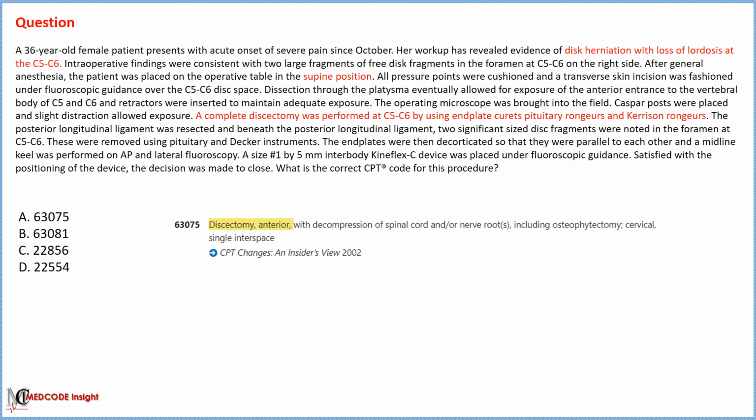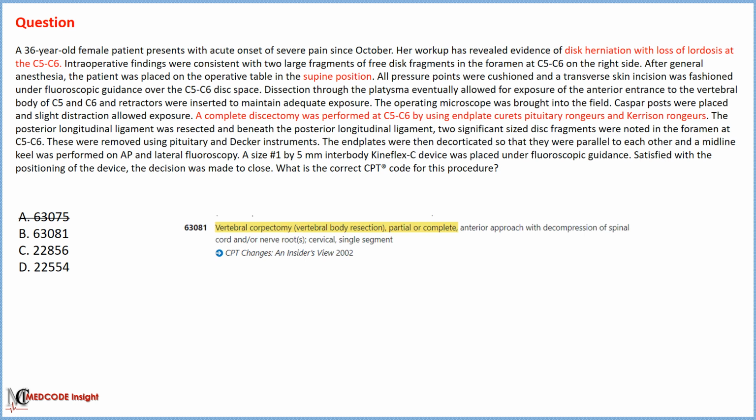Based on this keyword, we can begin by eliminating option A, which refers to code 63075, which is used for discectomy anterior with decompression of spinal cord and nerve root. This code is not appropriate because it specifies decompression of the spinal cord or nerve root, which is not mentioned in the procedure described. So option A does not align with the described scenario and is therefore incorrect.